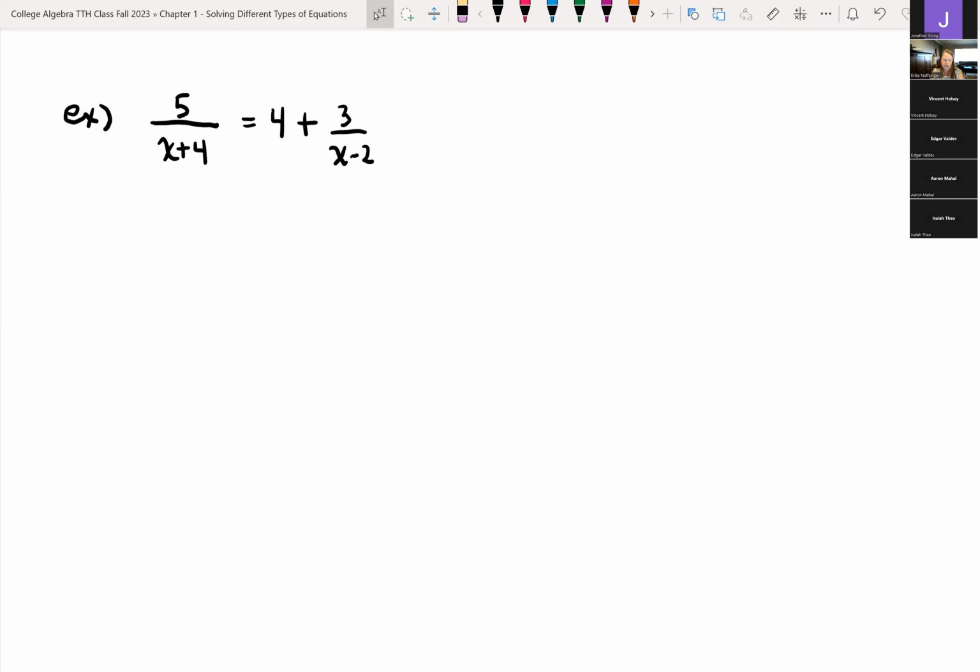When we have a rational equation where we have variables in the denominator, we have to be careful and find values where x cannot be. And those are values which set our denominator equal to 0. So looking at this, I know that x plus 4 cannot equal 0. So if I solve for x here, I know that x cannot be negative 4. And then I have another denominator of x minus 2. So I know x minus 2 cannot equal 0. And if I solve for x there by adding 2 to both sides, I know x cannot be 2.